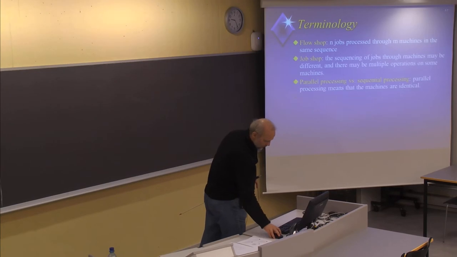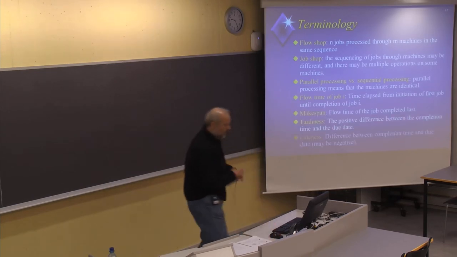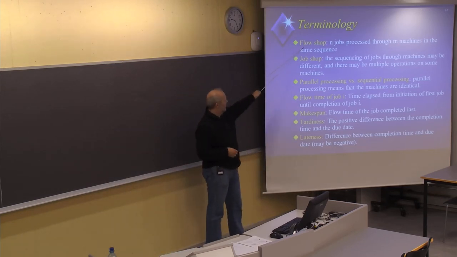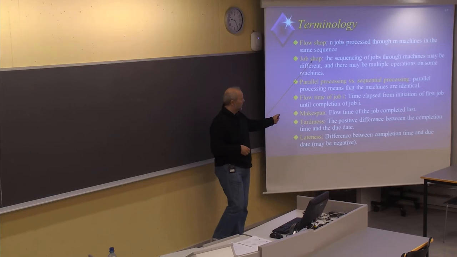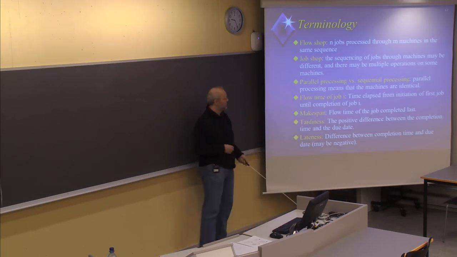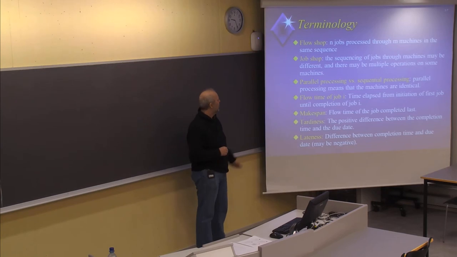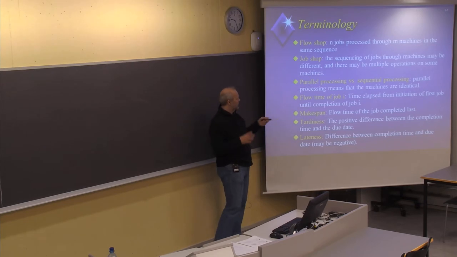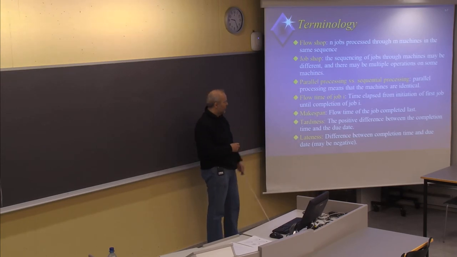And we also looked at the terminology here. We looked at the difference between the flow shop and the job shop. We are focusing on the job shop problem. Flow shop is when you are processing a given number of jobs through several machines in the same sequence, so you have to follow the same sequence all the time. While in the job shop problem, you can sequence the jobs through the machines in different orders. And we are just looking at the simple job shop problem where you actually have only one machine.